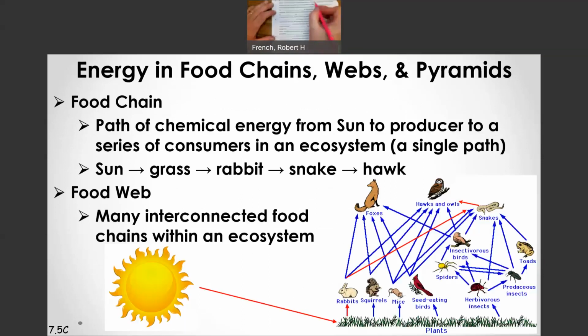Right. A blank is a single path of chemical energy from the sun to a producer to a series of consumers in an ecosystem. That'd be a food chain. So a food chain is a single path. For example, energy could flow from the sun to grass to a rabbit to a snake and finally to a hawk. A blank blank contains many interconnected food chains within an ecosystem. That'd be a food web. So a food web shows the spider web of connections. A food chain is one specific path through the food web.